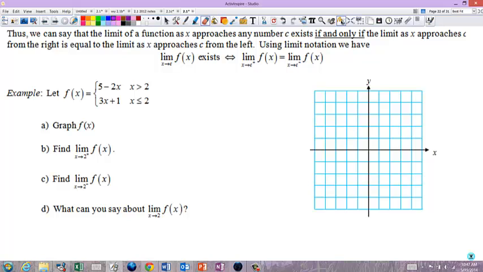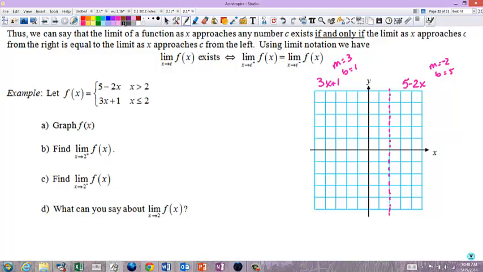Okay, it says let f of x equal 5 minus 2x as x is greater than 2 and 3x plus 1 as x is less than or equal to 2. This is a piecewise function. It splits at 2. So this is my invisible dotted line. It's not really there. I've got 5 minus 2x to the right of 2, and I've got 3x plus 1 to the left of 2. For 3x plus 1, m is 3, b is 1. For 5 minus 2x, m is negative 2, b is 5.